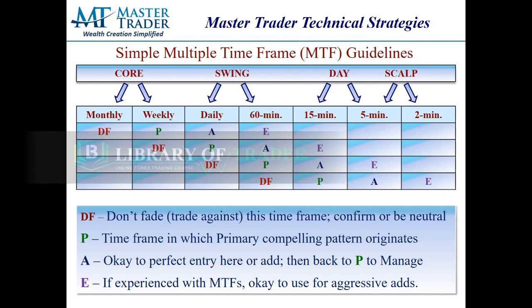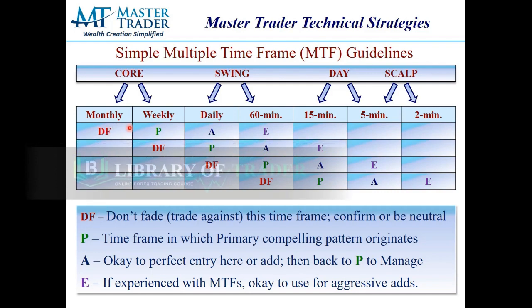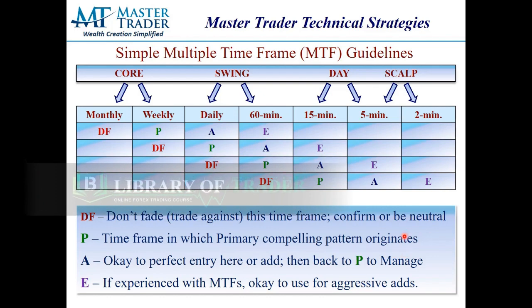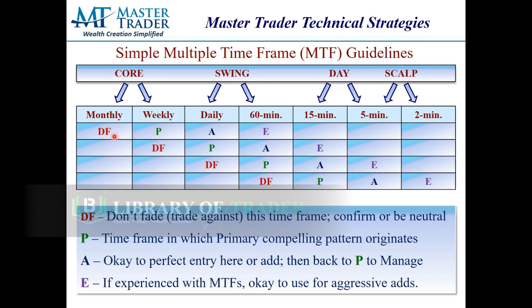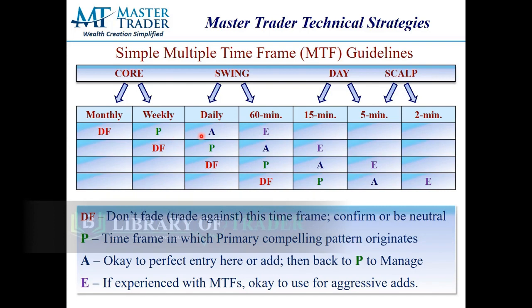So here's a simple matrix of using multiple time frames. It's really so simple. What we're doing here is just deciding what our primary time frame is. Right? P, primary time frame. That's where we're looking for our compelling patterns to initiate those trades. And what we're saying is, don't trade against the time frame above it. So if you're a core trader trading from the weekly, don't trade against the monthly. If you're a swing trader and you're trading from your daily, don't trade against the trend on the weekly time frame, and so on as you go down into your smaller time frames.